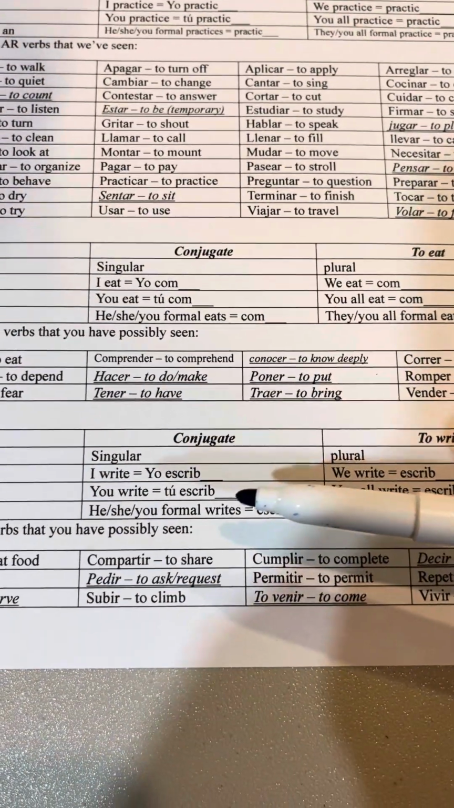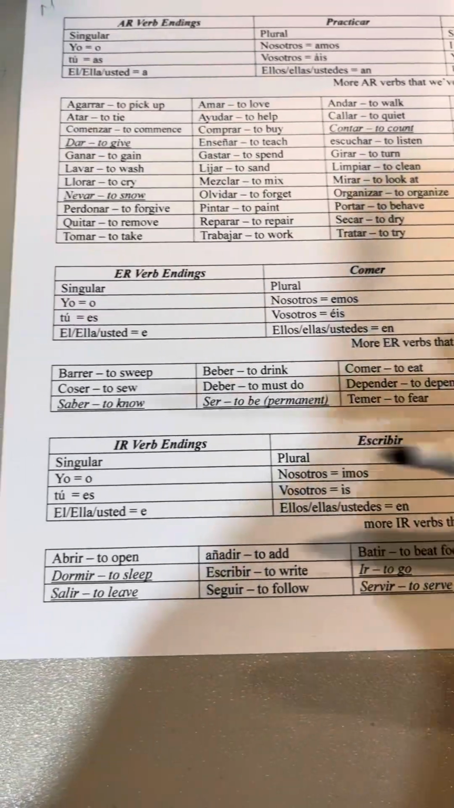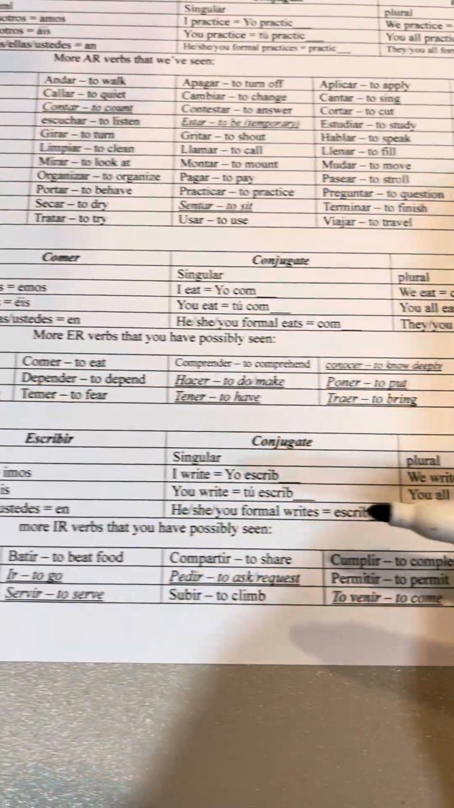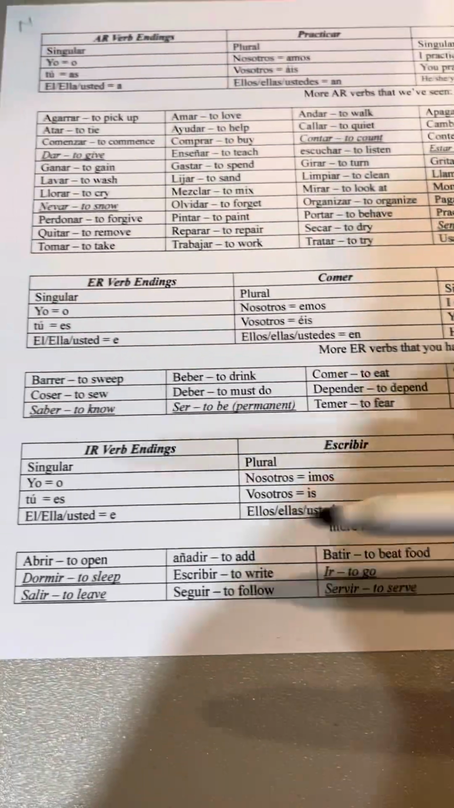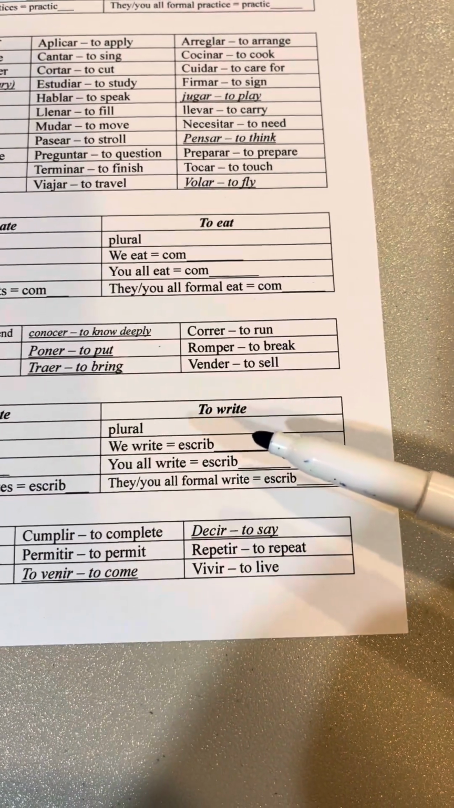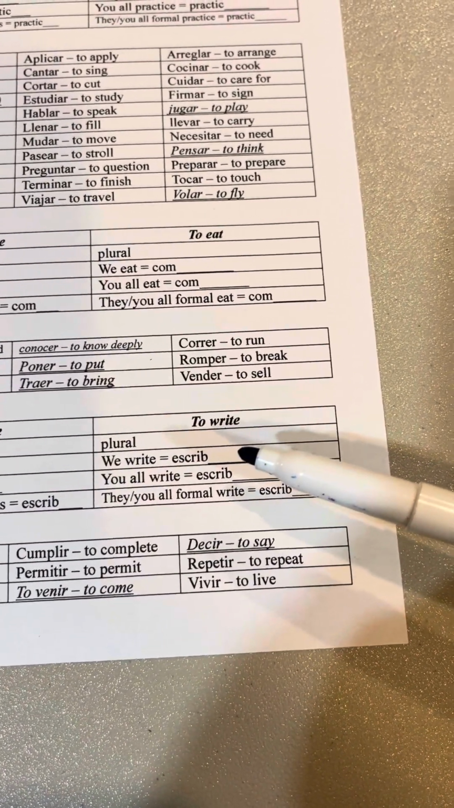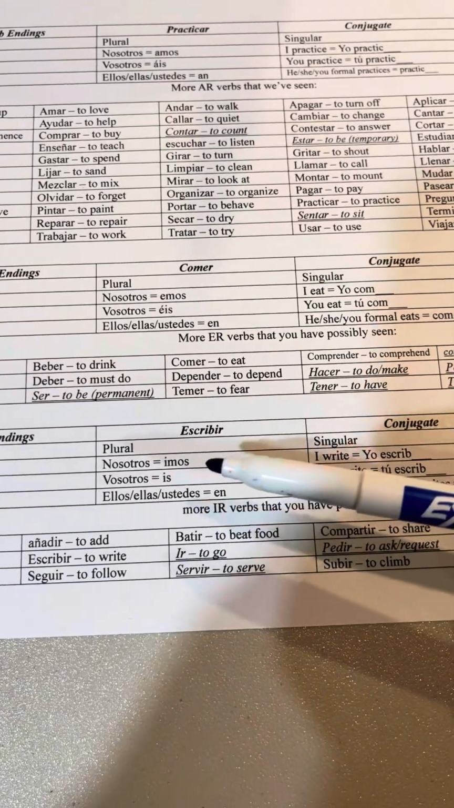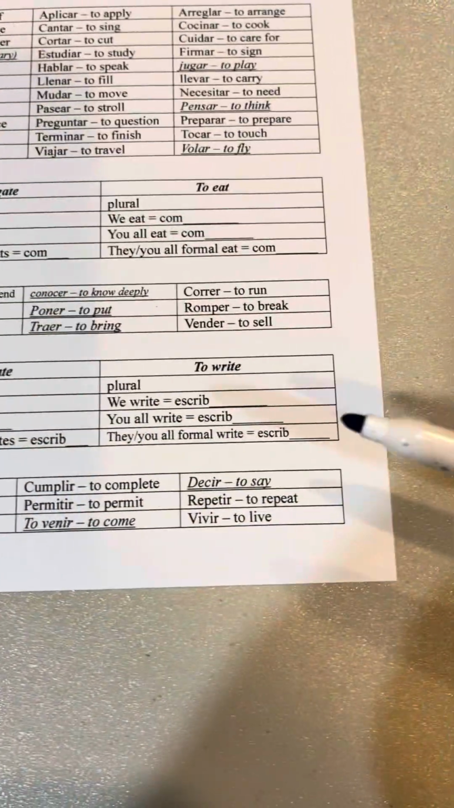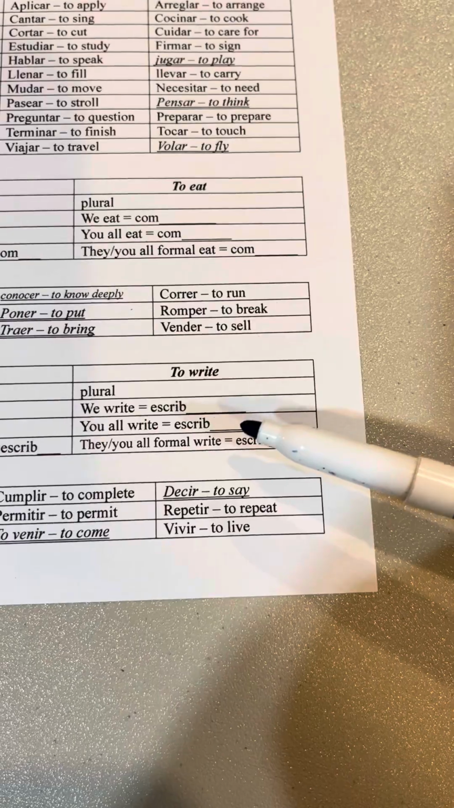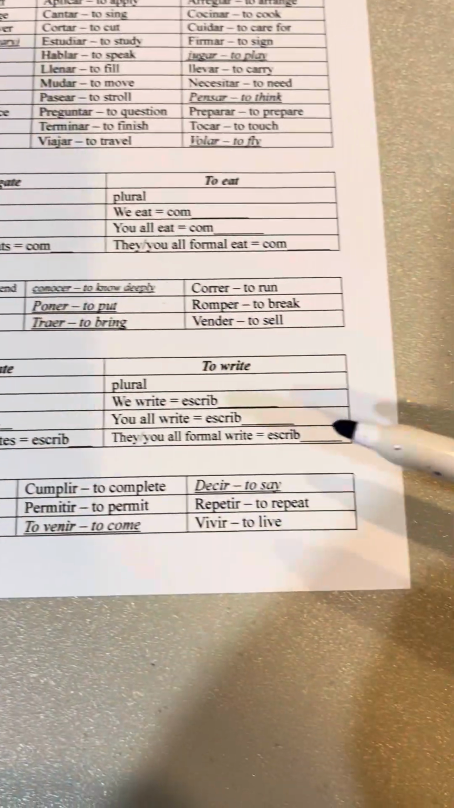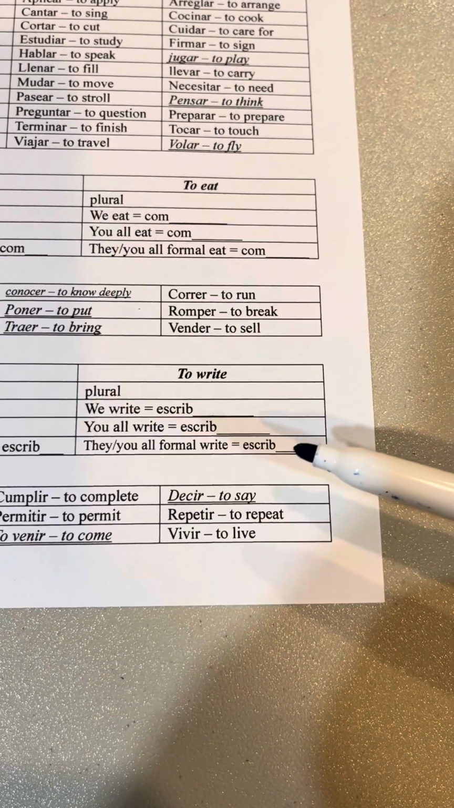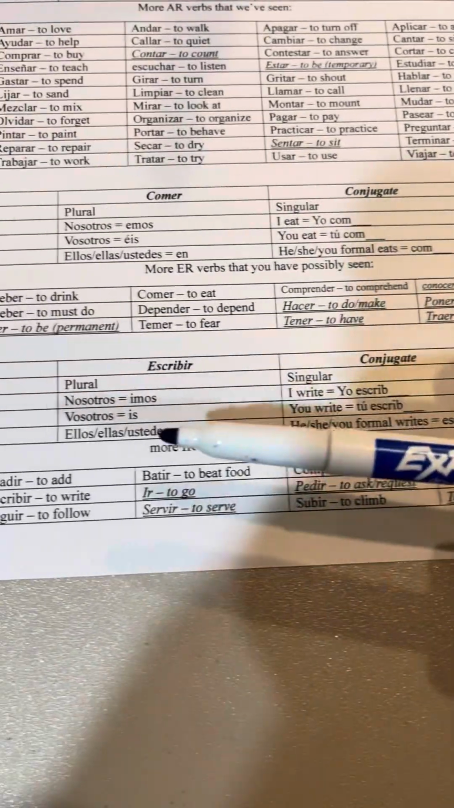Tú escribes. Él, ella, usted escribe. We write. Nosotros escribimos. You all from Tennessee, escribís. They, you all formal, escriben.